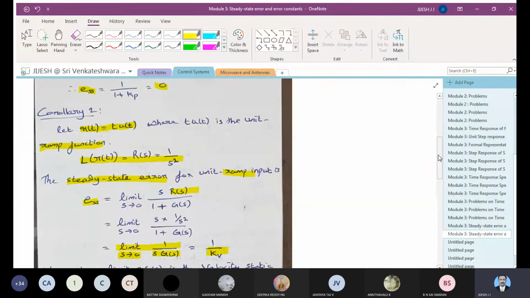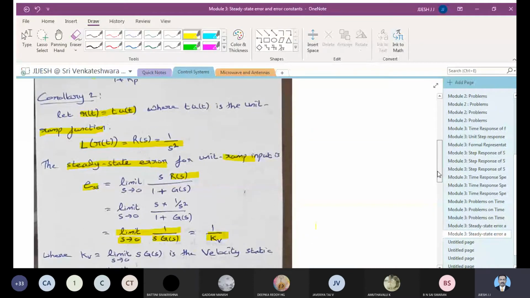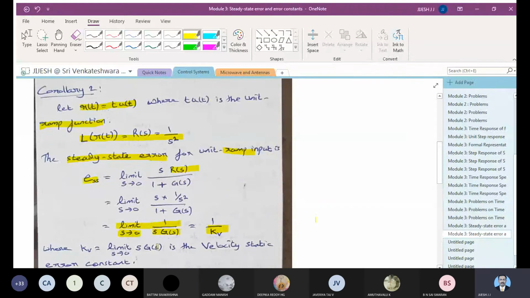What will be the equation for Kv? It is very much clear, no? What is Kv? Limit of... See, respond. What is Kv? S tending to 0, sir. S tends to 0. What is further? S into G of S. So Kv is equal to limit of S tends to 0, S into G of S. It is called the velocity static error constant. That is the notation Kv.